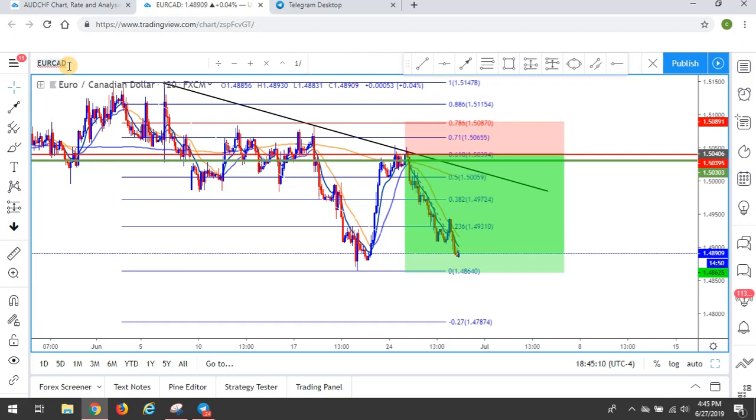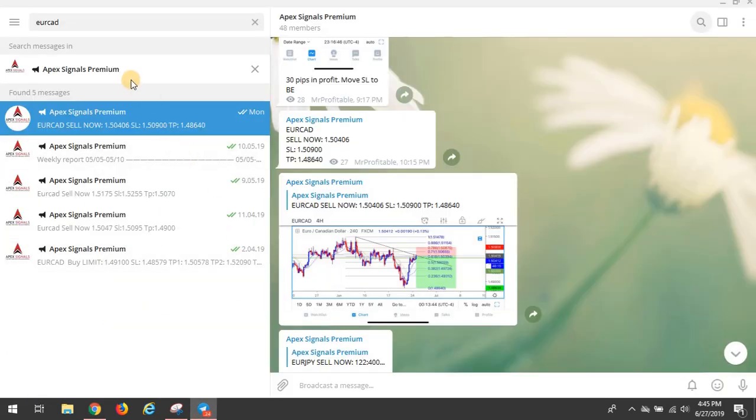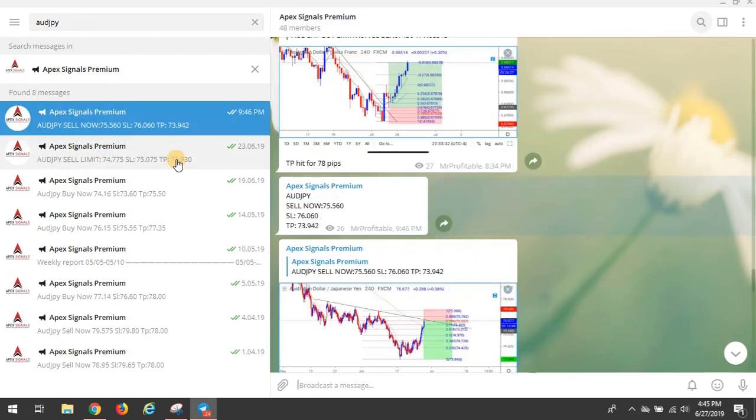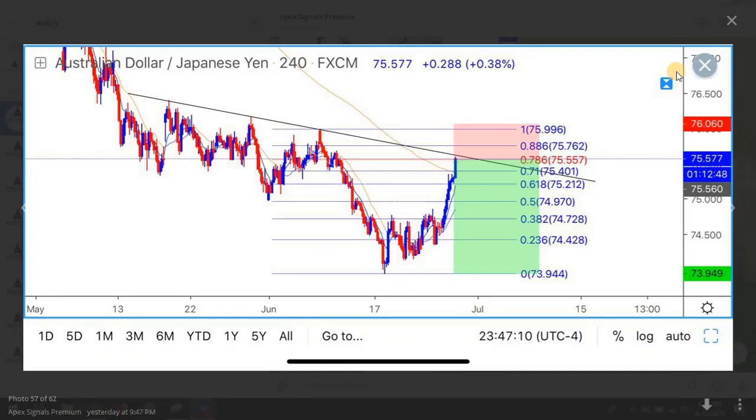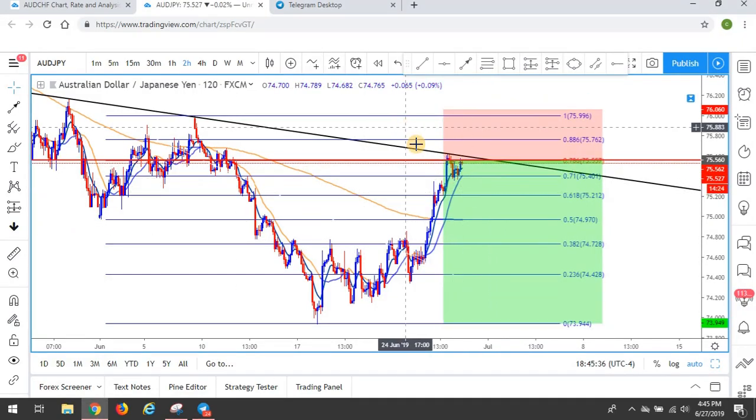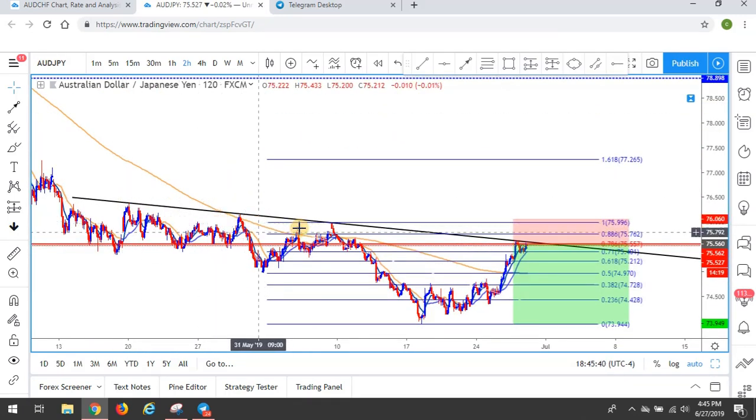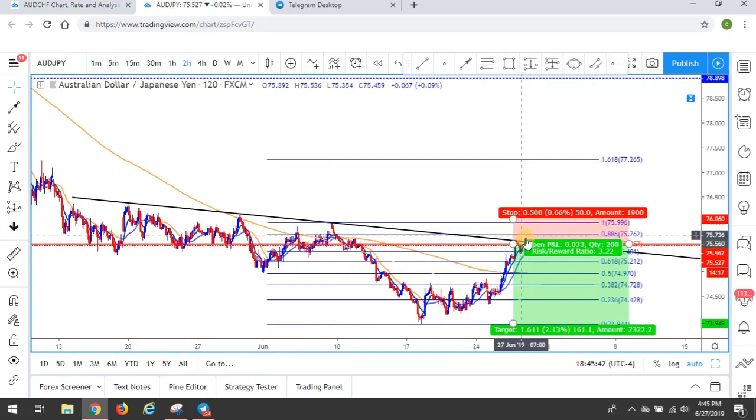Some of the ones that we are currently still in at the moment as well is, let's see, AUDJPY. So this one, AUDJPY, sell now at 75,560. Here is the before. Here's the current picture, so we're still in it. Right now we have this trend, like we have a touch, a touch, a touch. We're currently on the 4th touch.